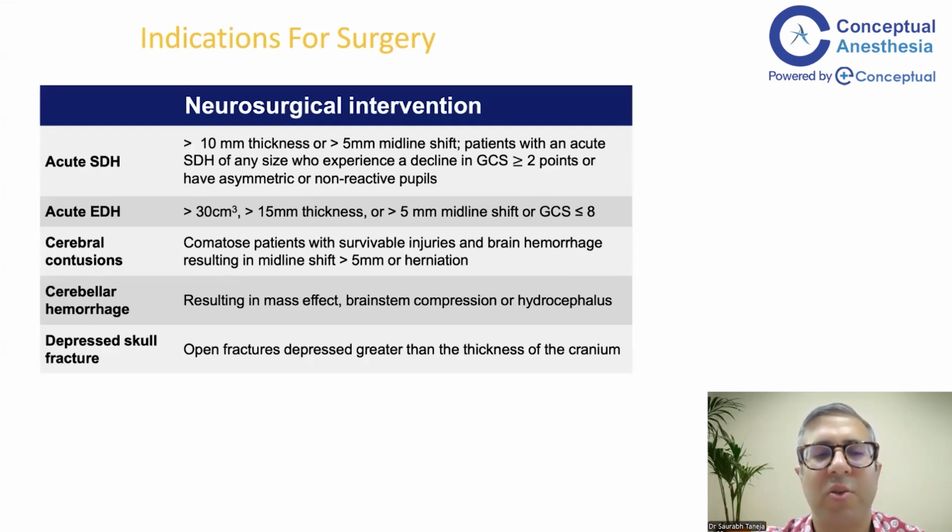Again, what neurosurgical intervention is to be done is not the prerogative of the intensivist. But he should be sure to have a neurosurgical opinion, especially if the CT scan shows a more than 5 millimeter midline shift or acute SDH of more than 10 millimeter thickness. In case of EDH, the volume is important, midline shift is important, and a GCS of less than 8 is important. In others, if the patient is comatose, you should think about a neurosurgical intervention, especially in cerebral contusions because the volume is high. Sometimes it leads to the midline shift.